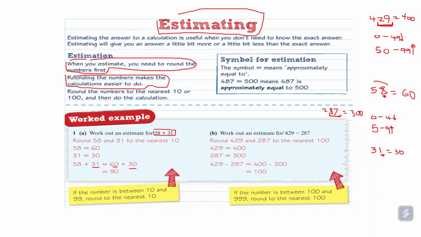Now you can estimate, because we have 429 minus 287. Rounding 429 to the nearest 100 is 400. 287 to the nearest 100 is 300. So that will be 400 minus 300. Your final answer becomes 100. In other words, the summary of estimating is, for you to estimate, you need to round first. You round first before doing any calculations. So let's move on to the next slide and see if there are other class activities we can have a go at.